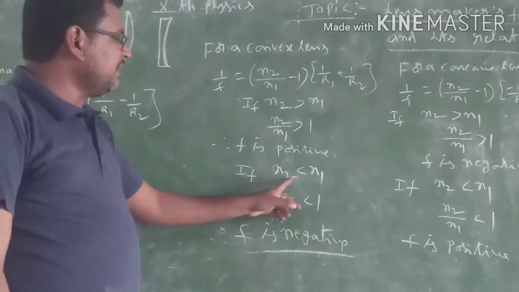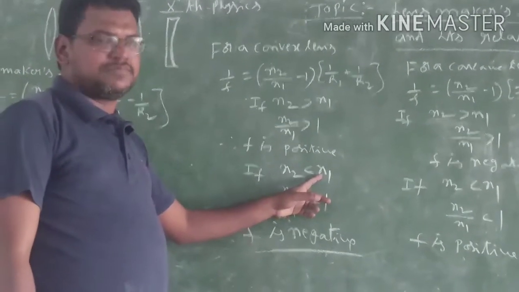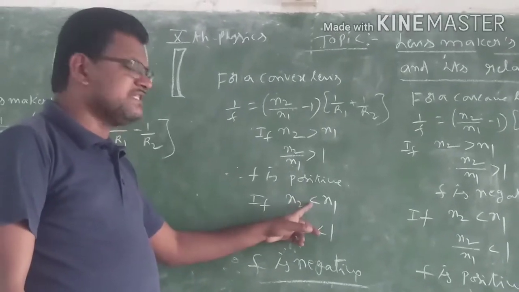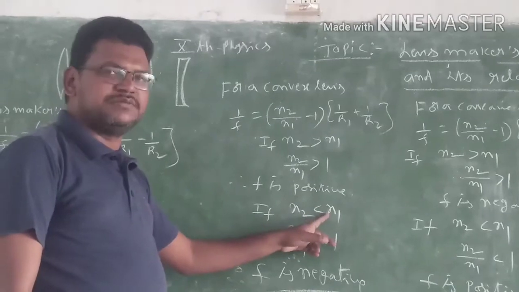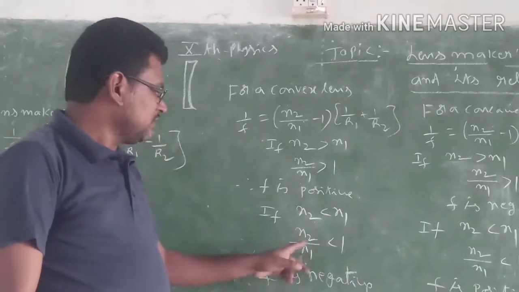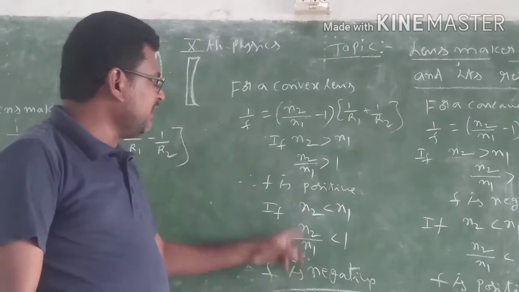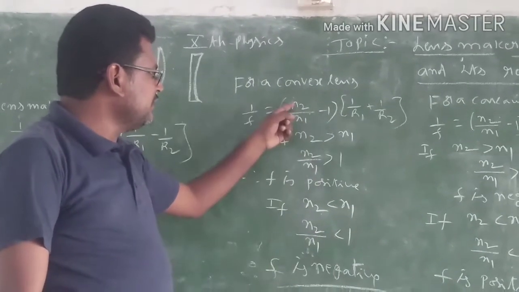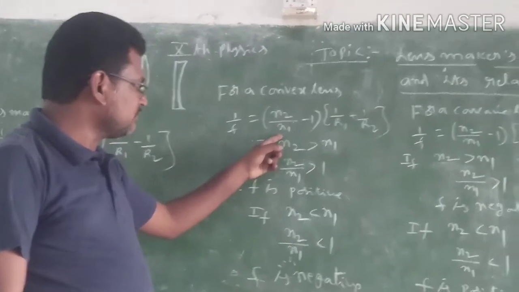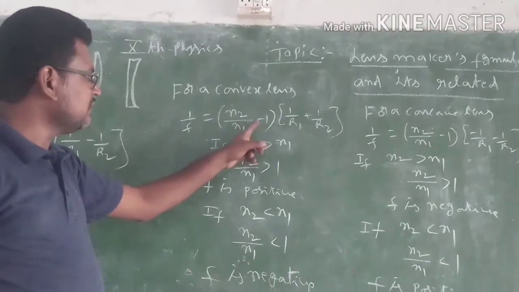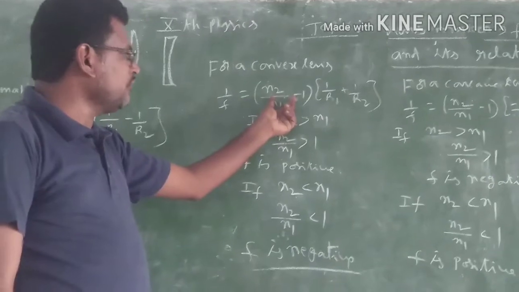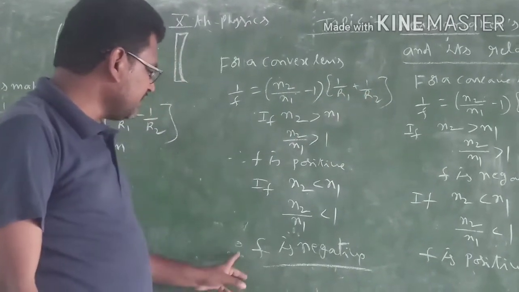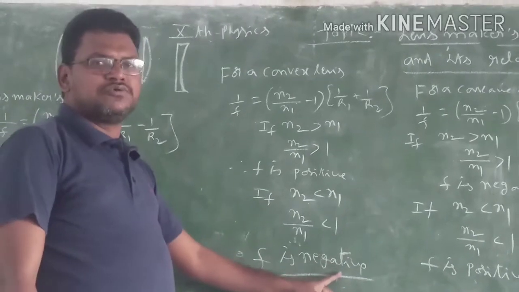Suppose n2 is less than n1, that means the refractive index of a lens is less than the refractive index of the medium in which the lens is kept. Then n2 by n1 becomes less than 1. If its value is less than 1, then minus 1 gives some negative value. Negative into positive is a negative. That means we get f is a negative.